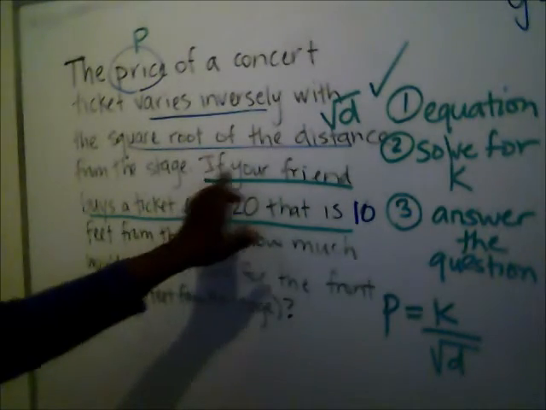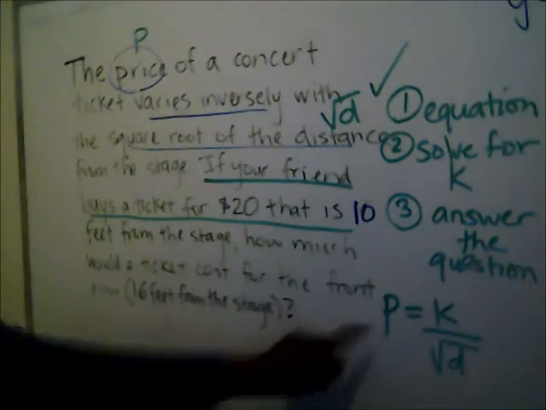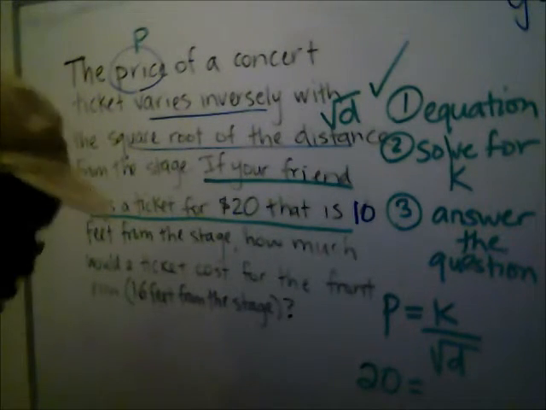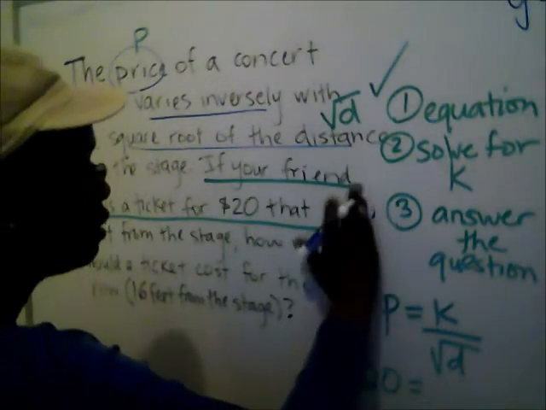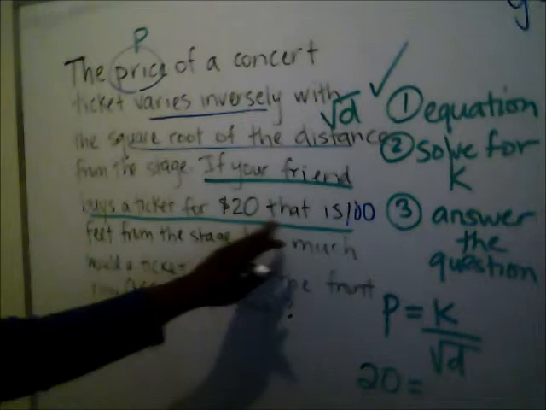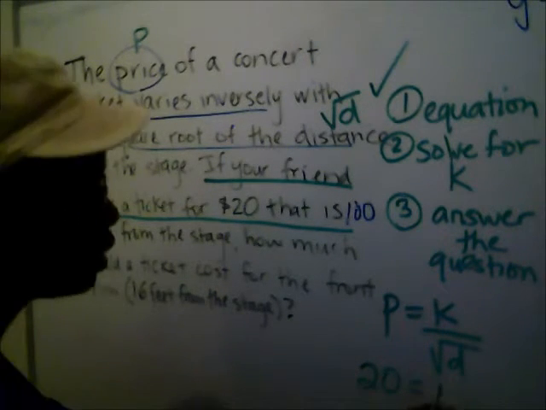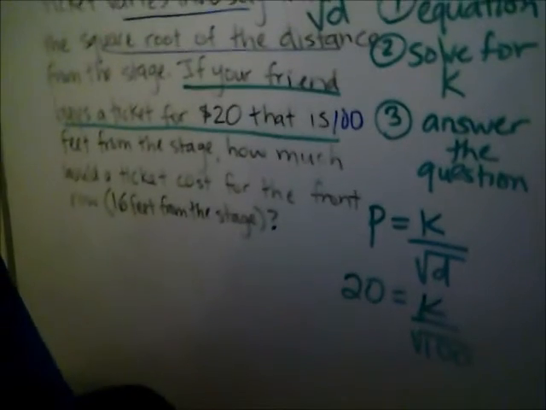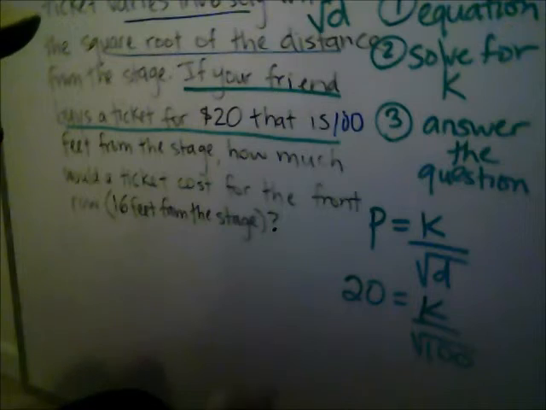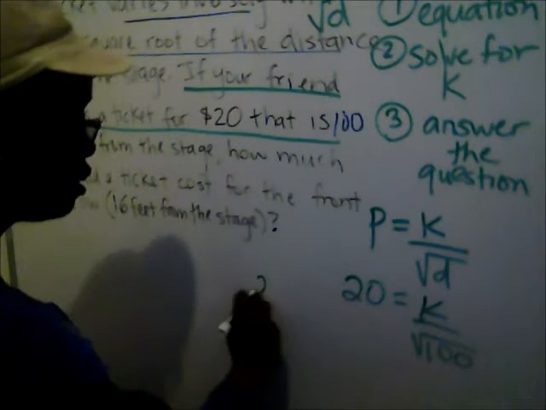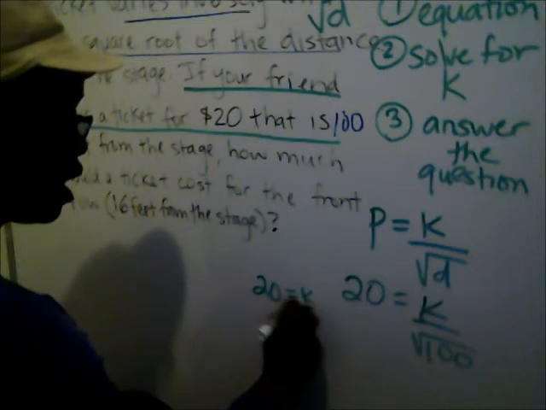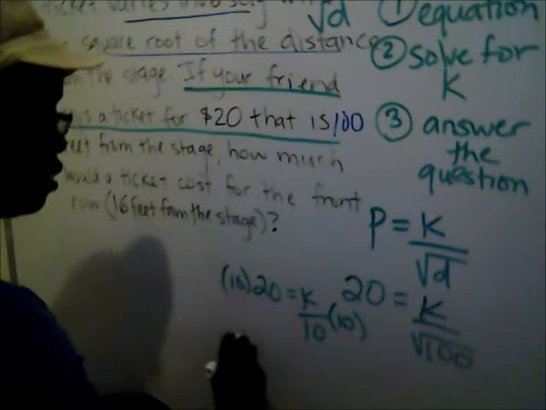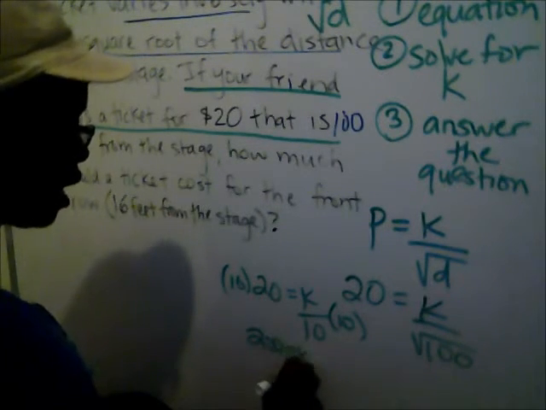So if we have this sentence, your friend buys a ticket for $20, so that's giving us the price. So they spent $20 and their ticket is, this was 100, I accidentally erased it. So this was 100, but that is 100 feet from the stage. So that's telling us the distance. They're 100 away from the stage. Okay. Now that's giving us enough information for us to solve for K. Well, we know the square root of 100 is just 10. So we have 20 equals K over 10. And then we go ahead and multiply both sides by 10. So we get 200 equals K.